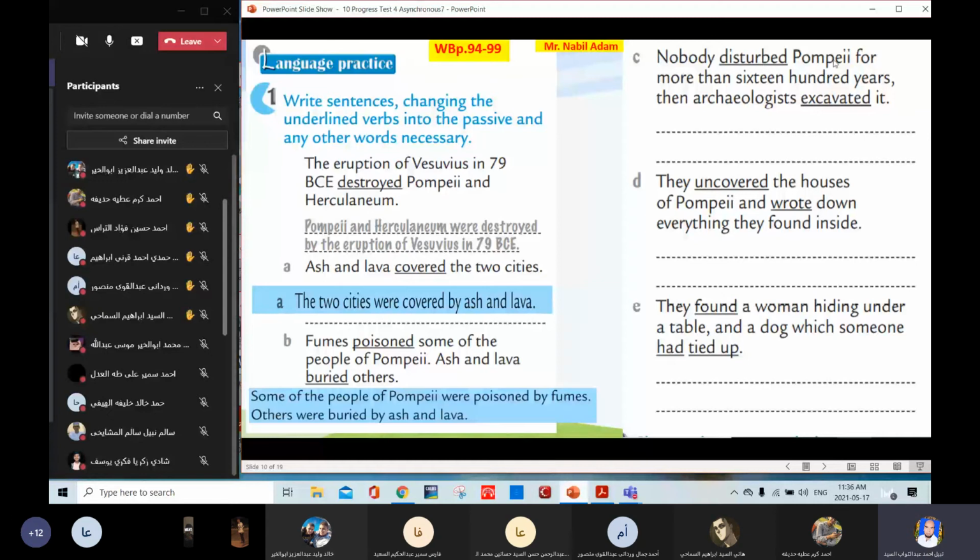C. Nobody disturbed Pompeii for more than 1600 years. Then archaeologists excavated it. يعني قاموا بعمل الحفريات أو تنقيب عن هذه المدينة. Here begin with Pompeii. Nobody, here this is negative. يبقى لازم تنفي الفعل ده في الباسيف. And the second sentence begin with it. Okay, let's see. عمر حمدي.